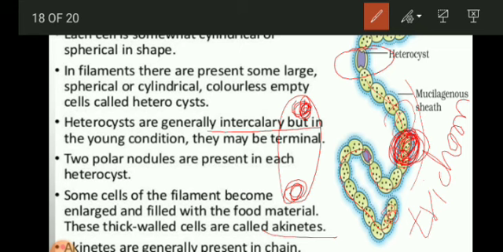So this whole filament is covered with a mucilaginous sheath, which protects this whole filament from dehydration and from external environmental conditions also.